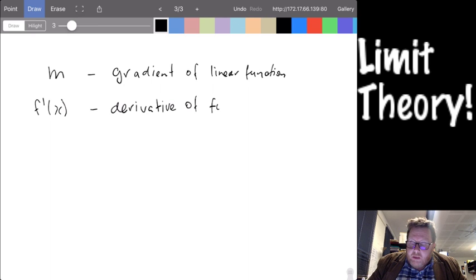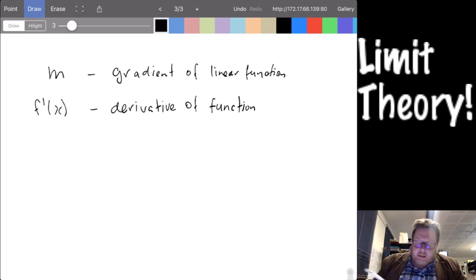You can use it with linear functions. You can say f dash of x is equal to 2. It's a catch-all phrase. So m is special just for linear functions, and f dash of x we use for any function to say this is the gradient. F dash of x is the gradient function of f of x, or the derivative of the function.